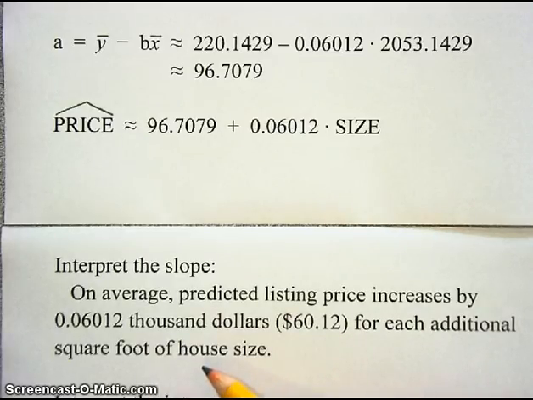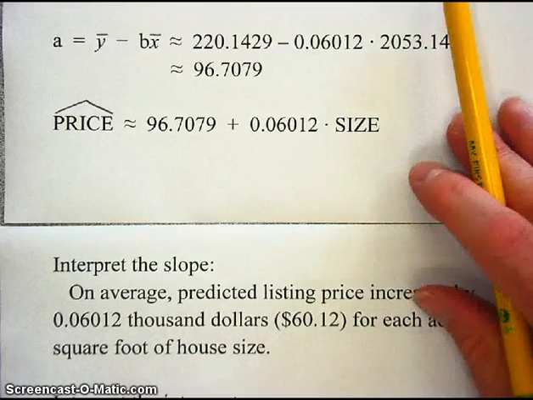Anytime you're interpreting a slope, always remember it's an average relationship between the predicted values of your y variable and the actual values of your x variable. Okay, so you always want to have these words in there, and then you want to say if the predicted response is increasing or decreasing, and by how much for each additional square foot of your x variable, or each additional unit of your x variable, I should say.